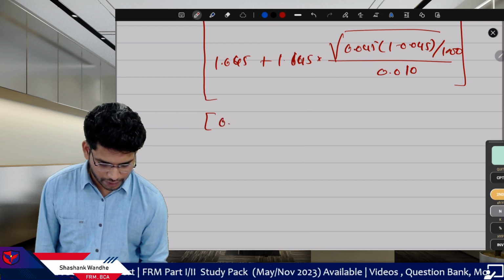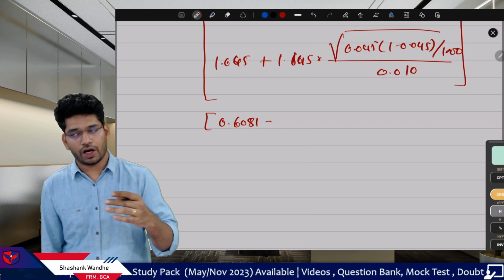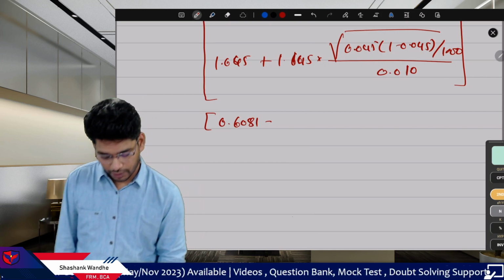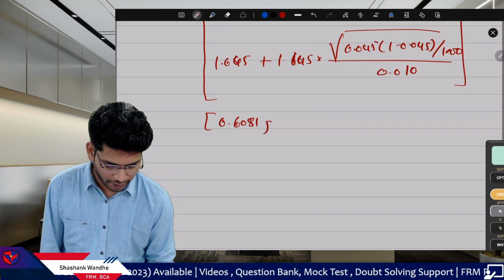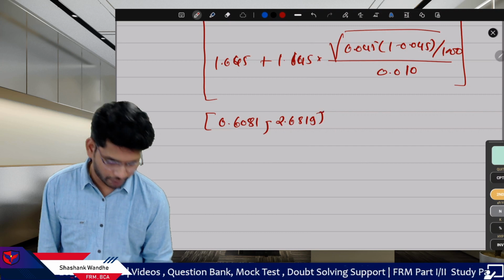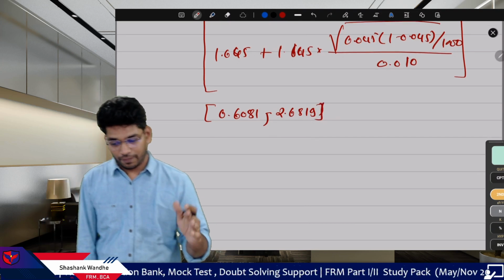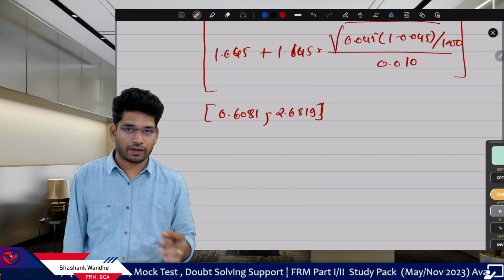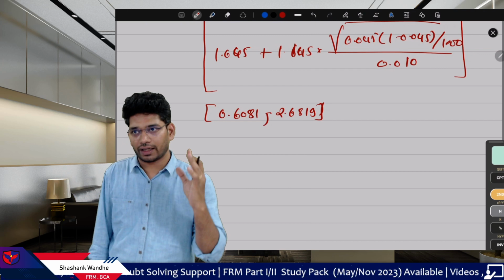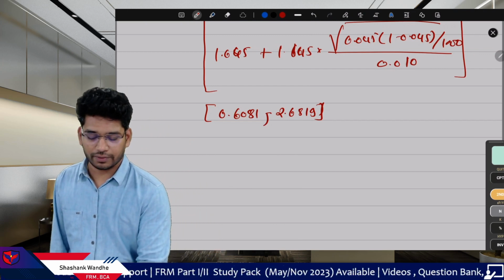So our value at risk, that is your estimation measure, the estimation's confidence interval is this 2.6819. Okay, so that's your best way to solve this particular question, and that's it. So don't bother about it. I don't recommend you to put too much effort on this particular part.